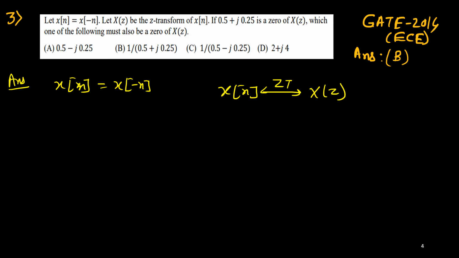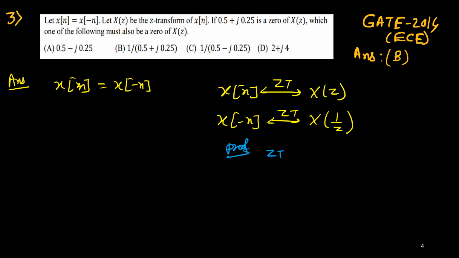Now here we can use one property: if x of n has z transform X of z, then x of minus n has z transform X of z inverse, or X of 1 upon z, right? That is very easy to prove. You just replace n by minus m and then continue, you will get this result. Just see the simple proof.